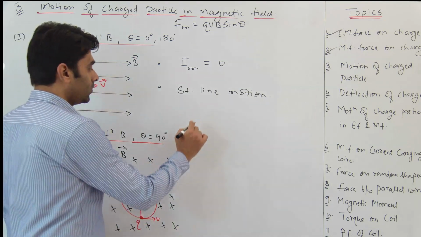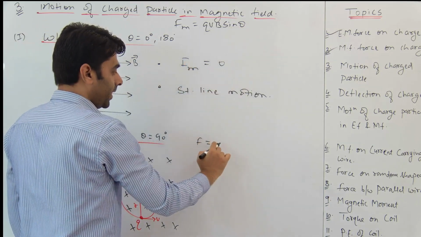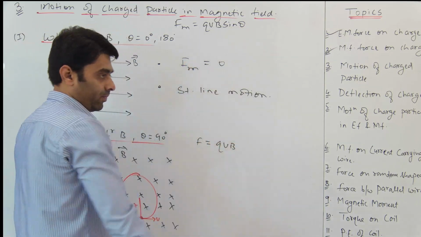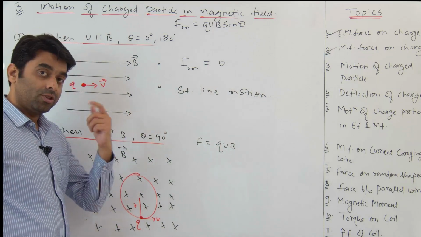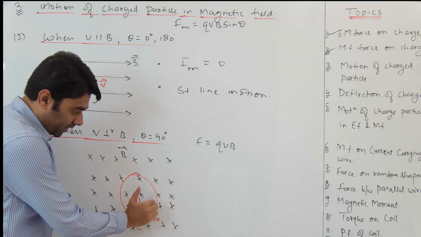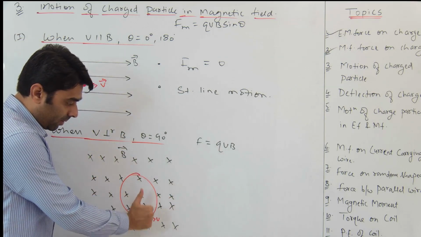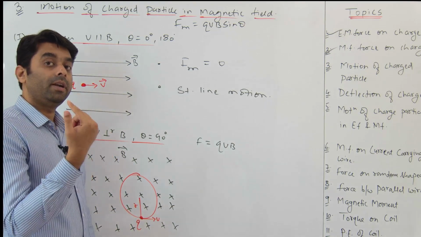We know magnetic force, if theta is 90 degrees, will be QVB. Right, sine 90 is 1, so magnetic force will be QVB. Now, what is the direction of this QVB? Let us see. We'll keep our fingers along velocity and turn them towards magnetic field. V cross B, thumb is pointing upward. Now, we know that magnetic force is always perpendicular to velocity.